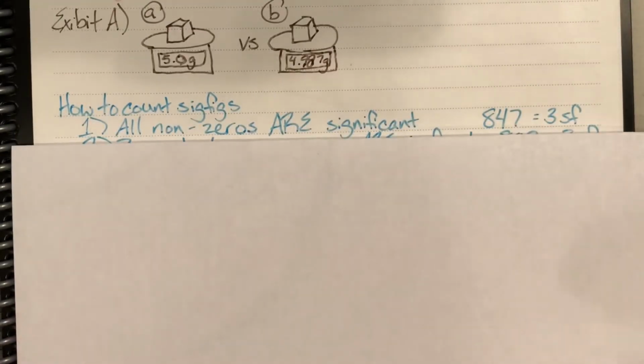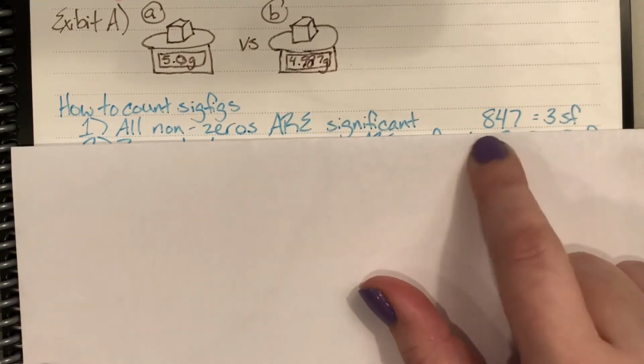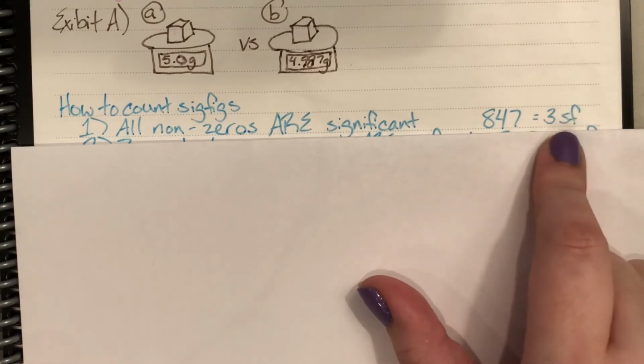So we're going to go ahead and count sig figs. Sig figs, again, are just how certain we are. The more sig figs we have, the more certain we are that our number is correct. First rule of counting sig figs: all non-zeros in our number are significant. So when I look at the number 847, I have 3 non-zeros, therefore all of them are significant, and I have 3 significant figures in that number.